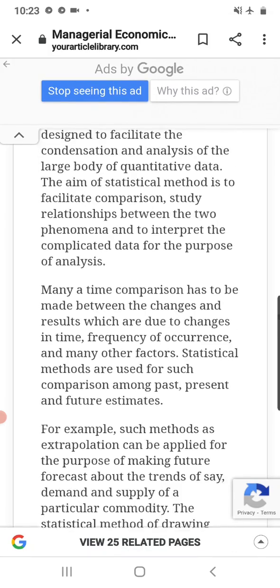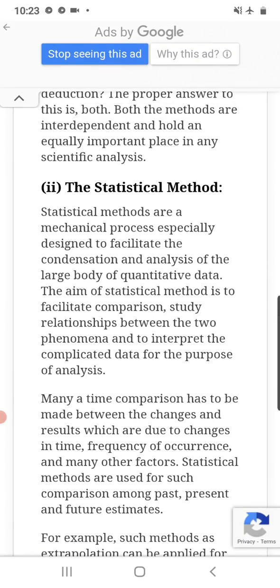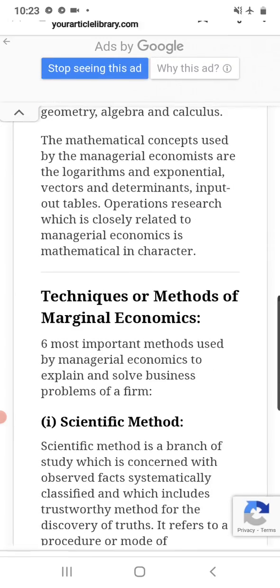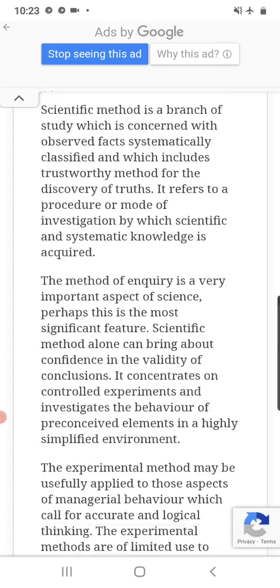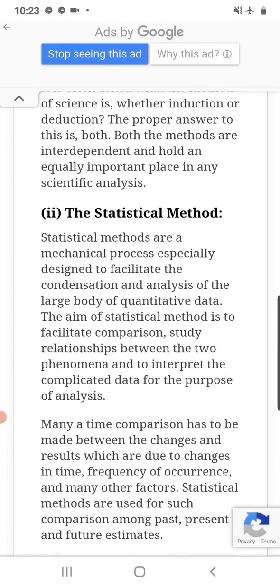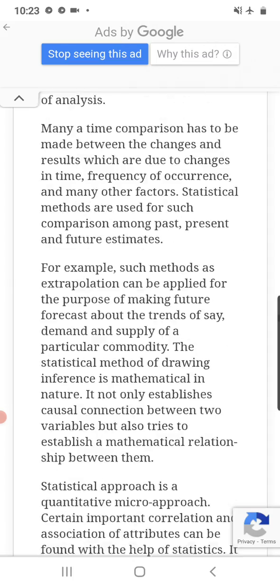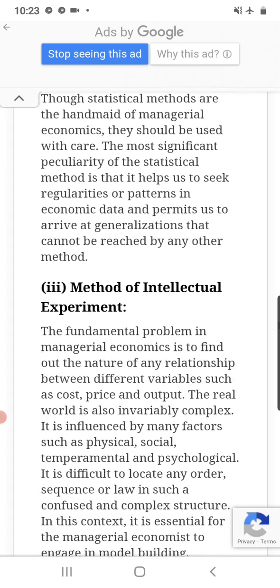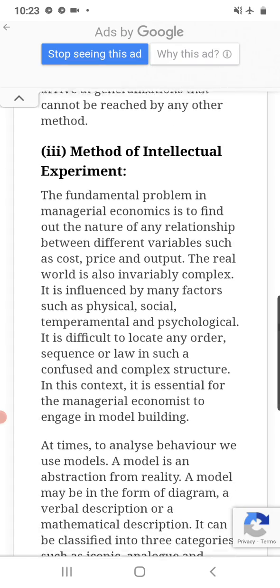This is the explanation regarding the statistical method. The first method we considered was the scientific method. Okay, the first technique was the scientific method. Next we studied about the statistical method. Now we are turning towards the third method, the intellectual experiment.